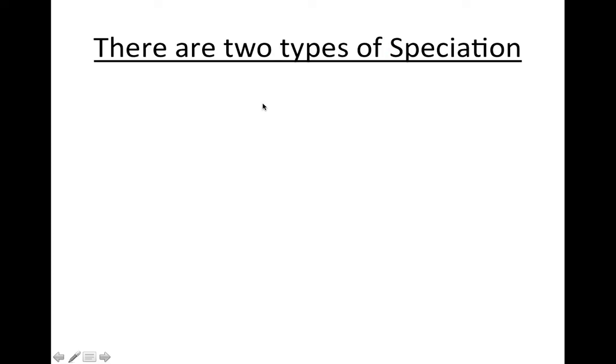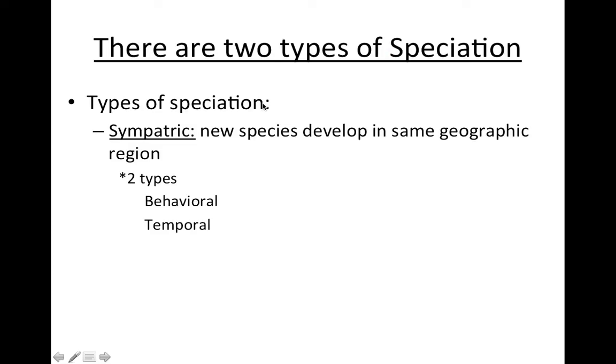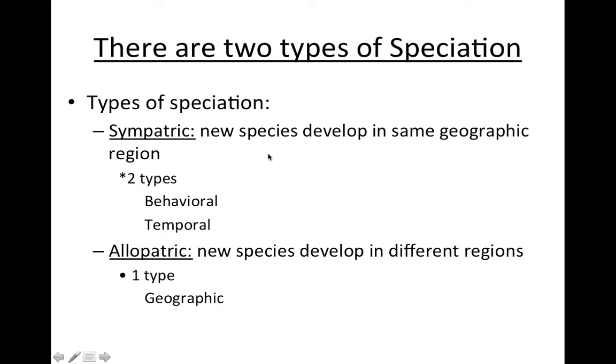So there's 2 different types of speciation. The first type is sympatric. The second type is allopatric. So sympatric, sim means same. It even kind of sounds like the word same. And patric is similar to the word patriot. So it literally means country. So sympatric means the same country or the same place.